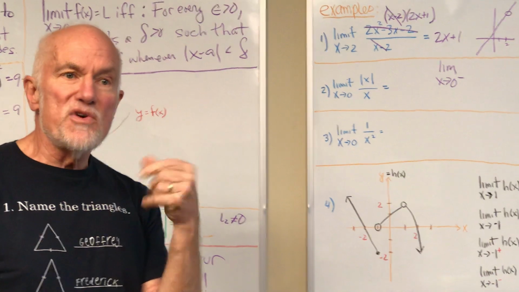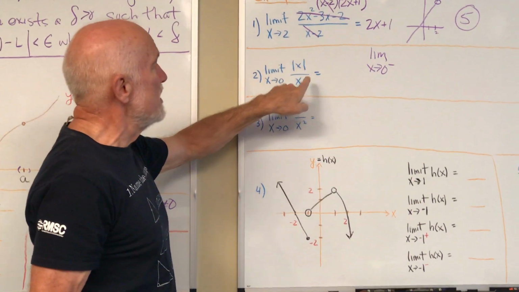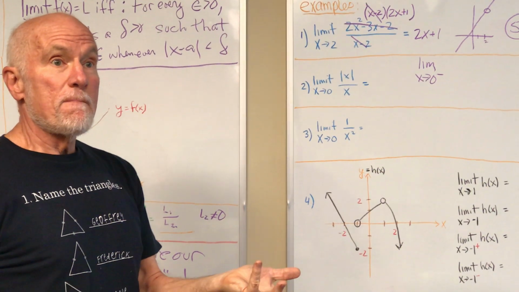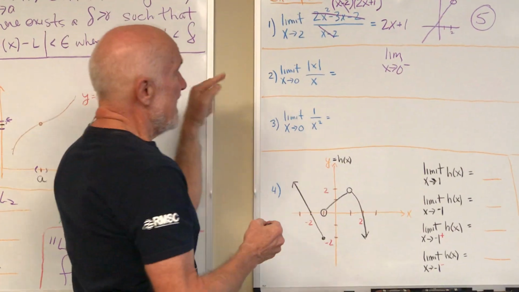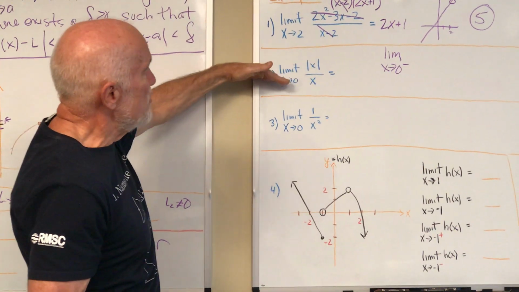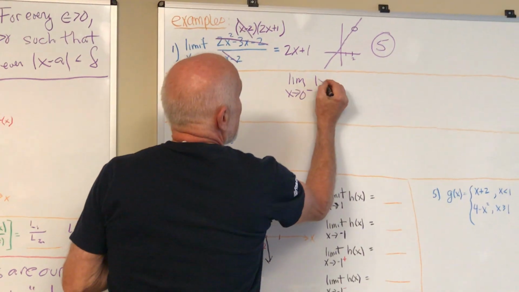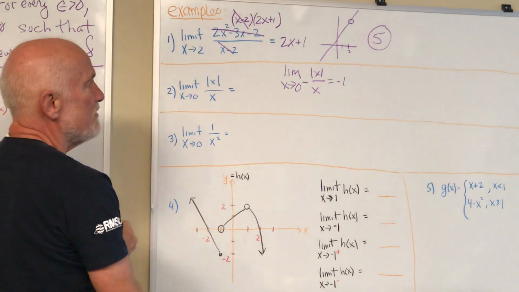Like, take the number -2. What's the absolute value of -2 divided by -2? It's just -1. And it doesn't matter what negative value you put in there, you're going to get -1. So from the left, you get -1.